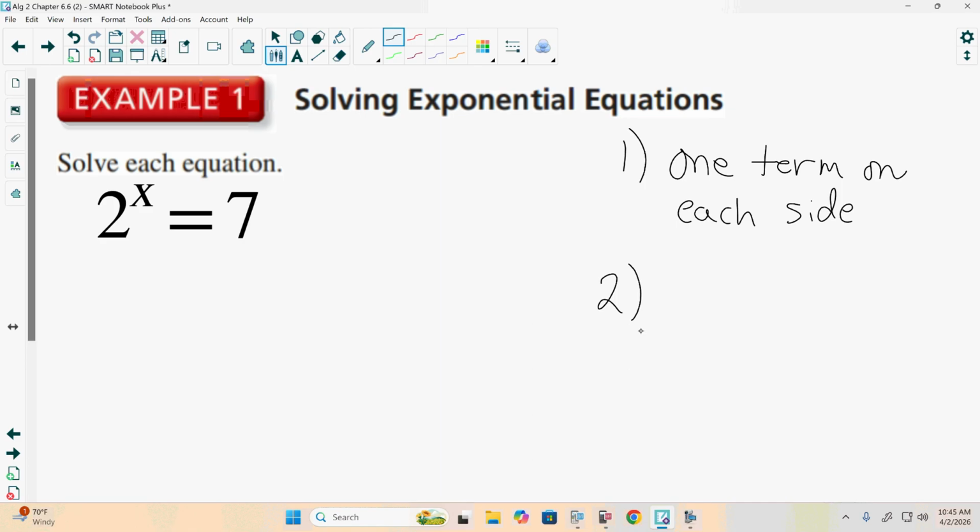Now for exponentials, our main goal next is to get the variable out of the exponent. Because we want to get that variable out of the exponent for exponentials. For logarithmics, we need to get the variable out of the log, outside of the parentheses. We need to simplify the log.